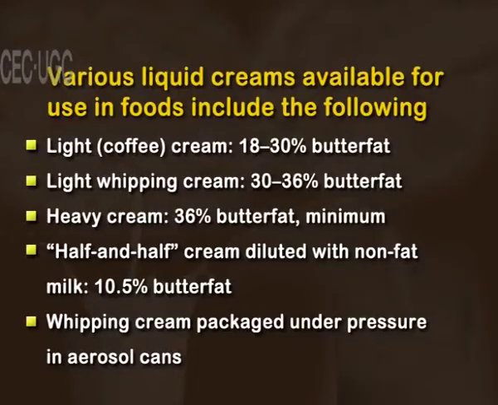We have light coffee cream with 18 to 30% butter fat, light whipping cream with 30 to 36% butter fat. Then we have heavy cream which has more than 36% fat, and we also have something called half and half, where it is diluted with non-fat milk, which is 10.5% butter fat. Now the whipping cream is pre-packaged and sold in the market for using directly for icing the cakes and other products.